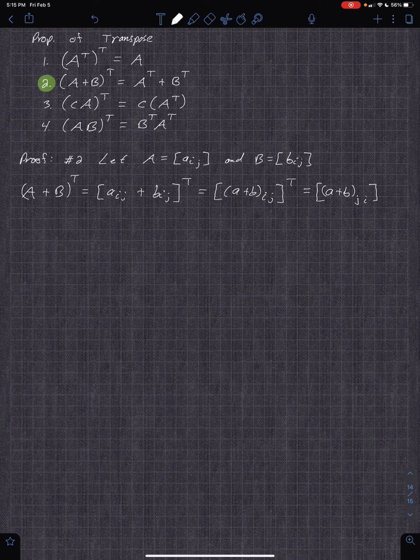So spread that out and make that into Aji. So that's going to be Aji plus Bji. Right? That's just writing it as separated. And then by the definition of the addition, you can write that as Aji plus Bji. And then that's going to be A transpose plus B transpose.